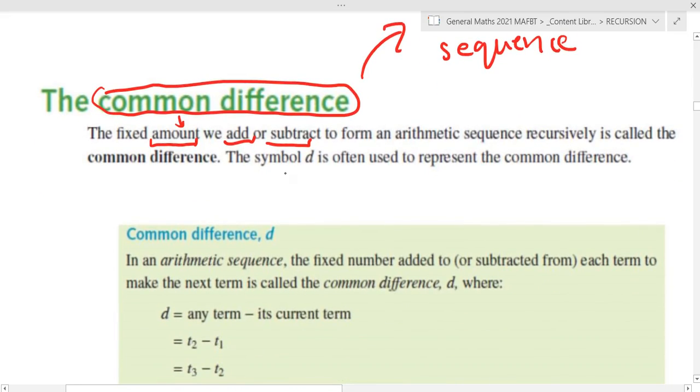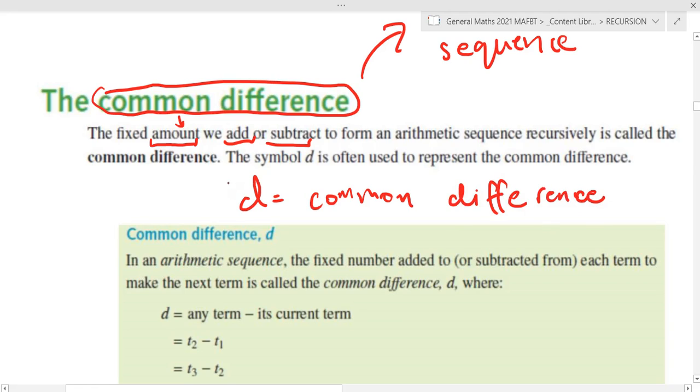And for common difference, we denote it using the letter D. So D means common difference. So whenever I ask you, what is your D? It's the common difference. What's the amount that you are adding or subtracting by? So D just means common difference.